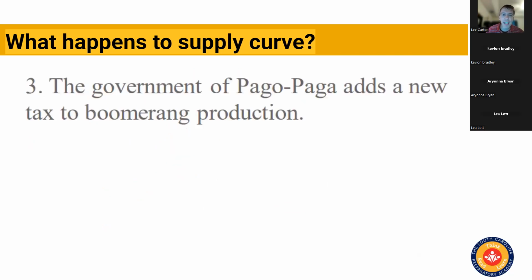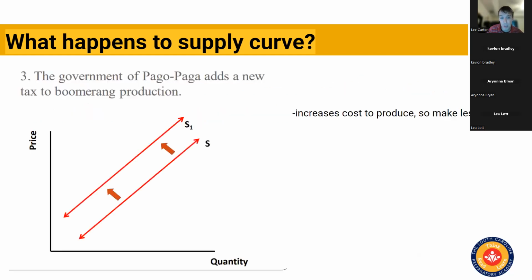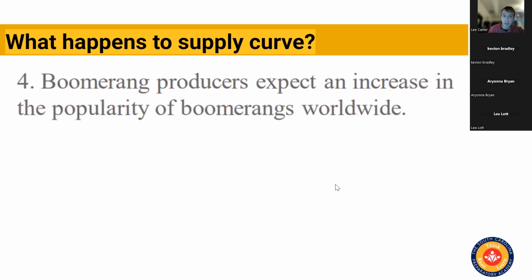Now, if they tax boomerangs, so if the government's taxing it more, then you're making less money off of it. If you're making less money, then you'll produce less of them. So what you've got to be thinking is, if you're going to make less money off of a thing, you're going to produce it less. So that means the supply is going down. That's why it's going over here. So you produce less, you're making less money, so you're going to produce less of those things.